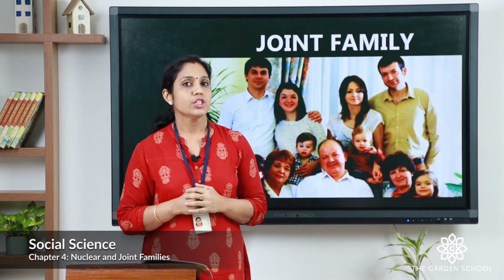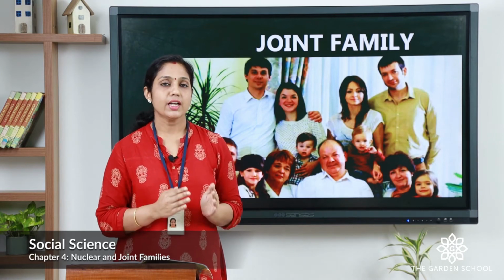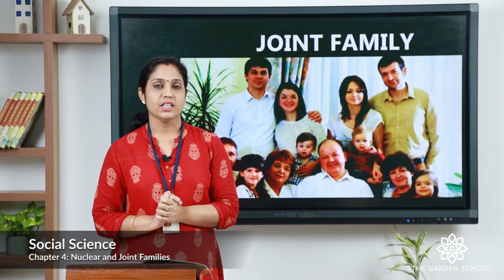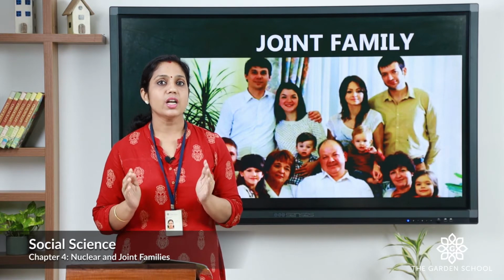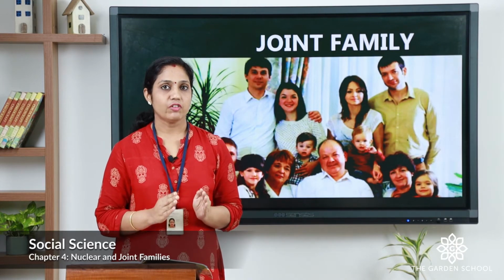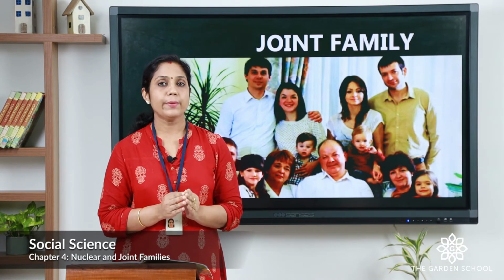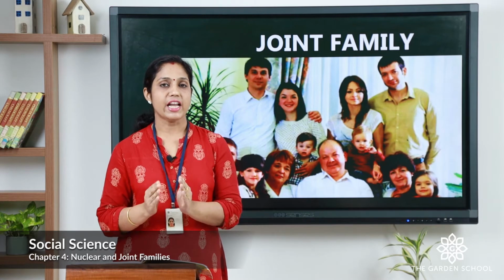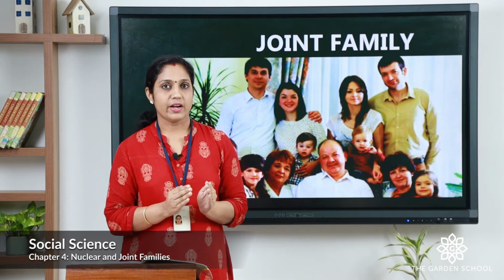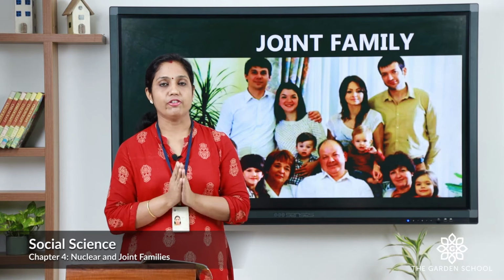Let's move on to joint family. In a joint family, there will be children, parents, grandparents, uncles, aunts and cousins. Such a large family is called a joint family. So we learned in a nuclear family, there will be parents and children. In a big family, there will be parents, grandparents and children. In a joint family, parents, grandparents, children, uncles, aunts and cousins form a joint family.